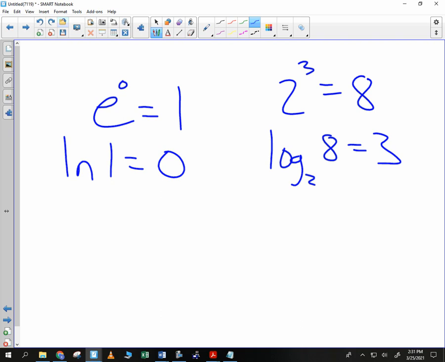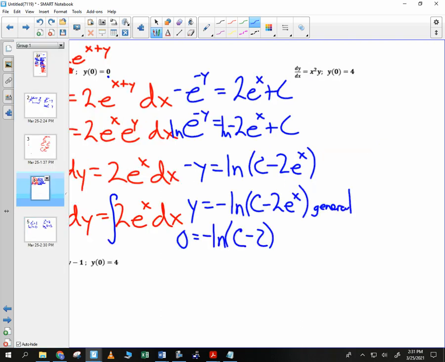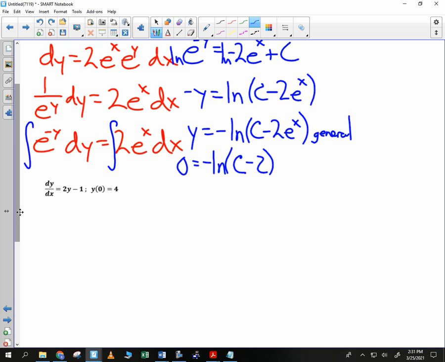So just like you said, e to the 0 is 1, that's the same thing as the natural log of 1 is equal to 0. Those are synonymous statements. So I want this to be the natural log of 1, c would be 3. Very good. So c is 3, so therefore the particular solution is y equals negative natural log of 3 minus 2 e to the x. That's the particular solution.